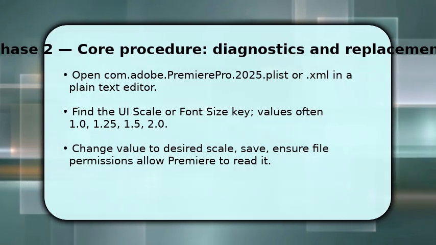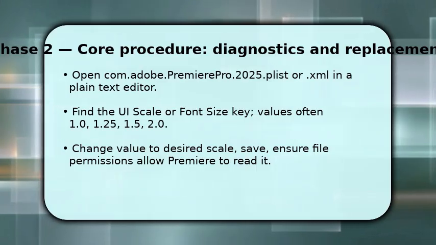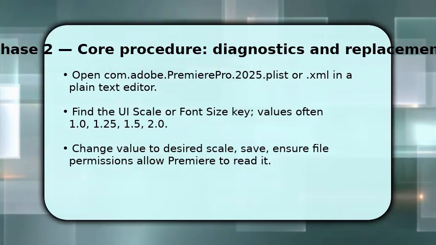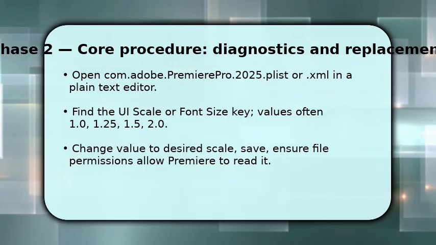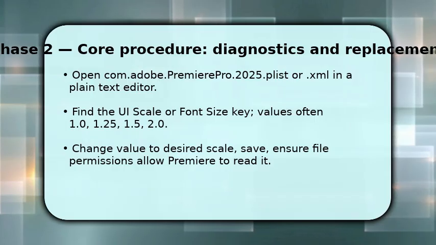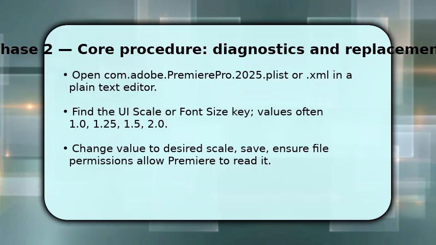Use a plain text editor and locate the UI scale or font size key. Values are typically decimals: 1.0, 1.25, 1.5, 2.0. Change it to the scale you want. For larger text, pick 1.25 or 1.5. Save the file and then verify file permissions so Premiere can read it on launch.